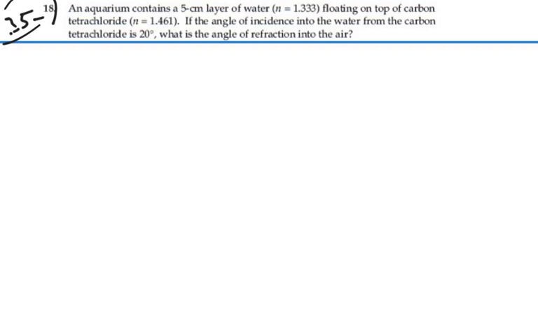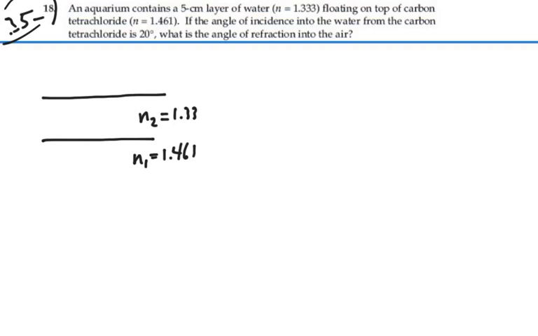and so we should expect that everything will be reversed as far as our answer. So we should expect a 30-degree angle into the air. Let's see how this works out. We're going from carbon tetrachloride, 1.461, into water, 1.333, into air, 1.0, and we have an angle of incidence of 20 degrees from the carbon tetrachloride into the water.